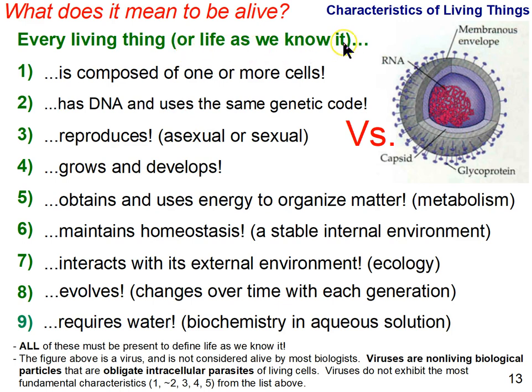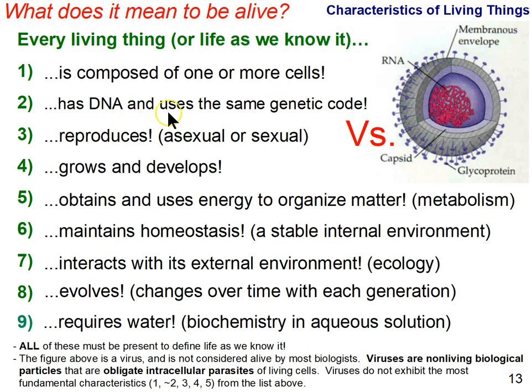So life as we know it is composed of one or more cells. There are one-celled organisms and multicellular organisms, or in other words, unicellular organisms and multicellular organisms. But the cell is the basic unit of life. So there is nothing that is considered alive that is less than at least one cell.